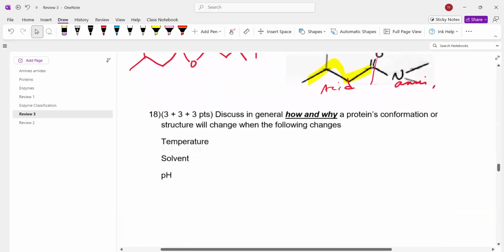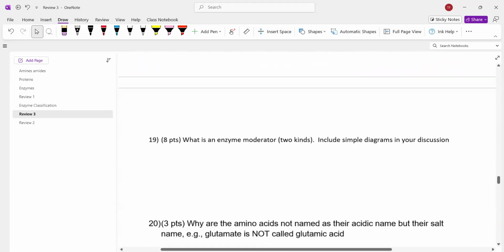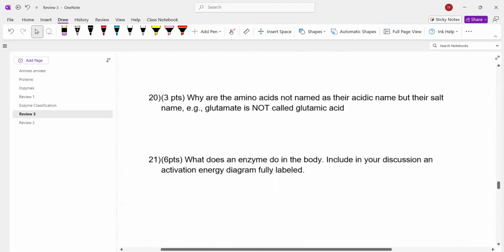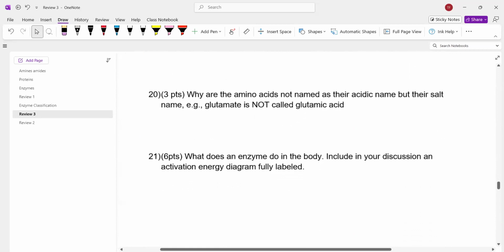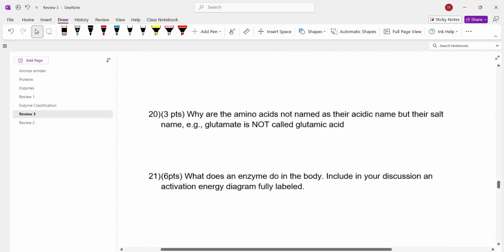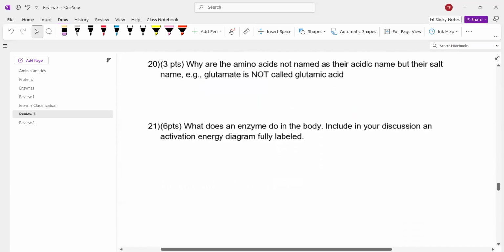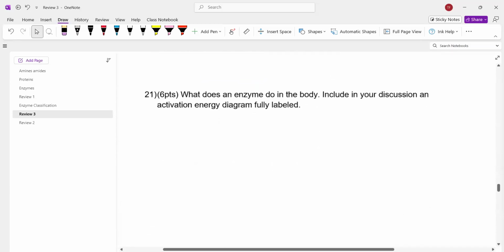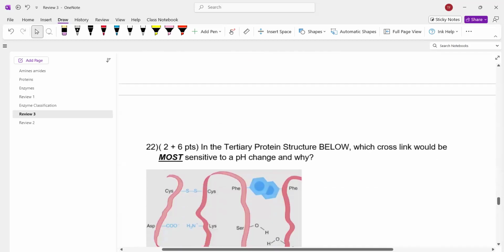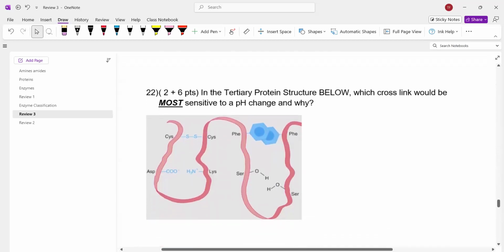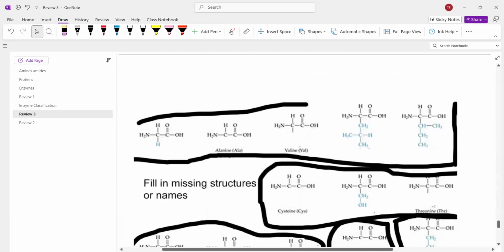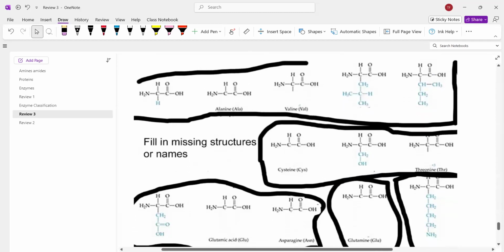Okay, proteins and conformation, that's for unit 5. Enzyme mechanism, unit 5. Talking about amino acids specifically, they're very special molecules, and that's unit 5. And talking about enzymes, that's unit 5. Here's a protein with cross-links. I'm going to talk extensively about the kinds of cross-links and how strong they are. For example, this is the weakest, that's the strongest, and why. And here is our amino acid table to fill out.